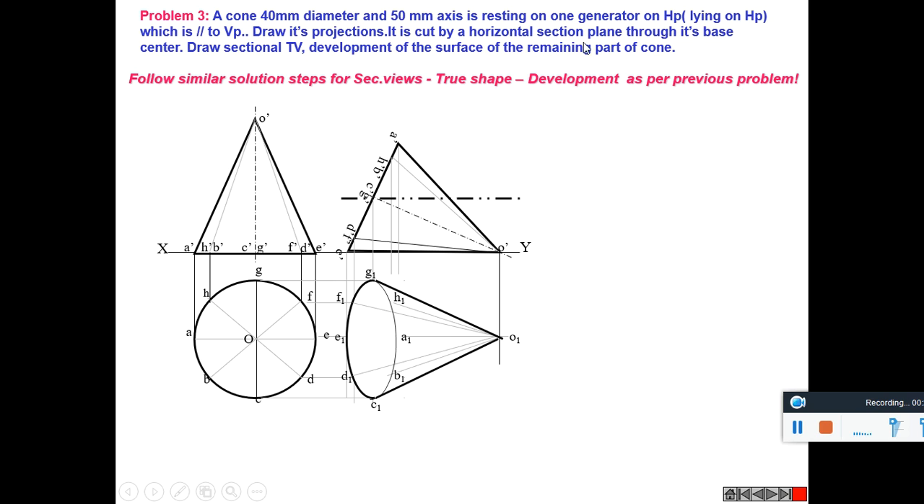It is cut by a horizontal section plane through its base center. So it is asked to cut it with a section plane passing through base center. Draw its sectional top view. So this view is to be produced downwards. These section points are produced downwards to show the sectional view. That portion is sectioned.